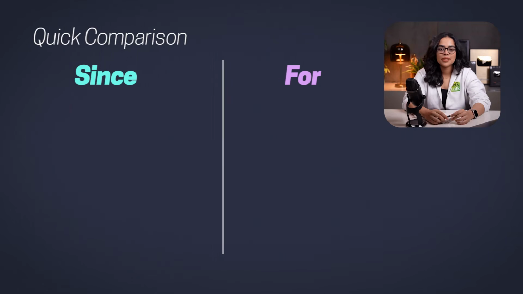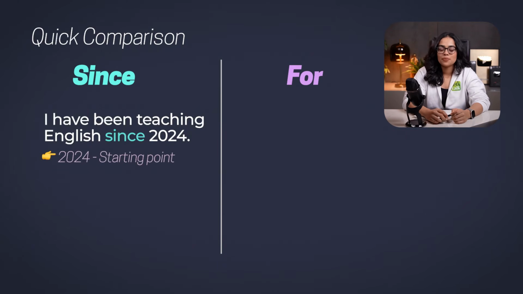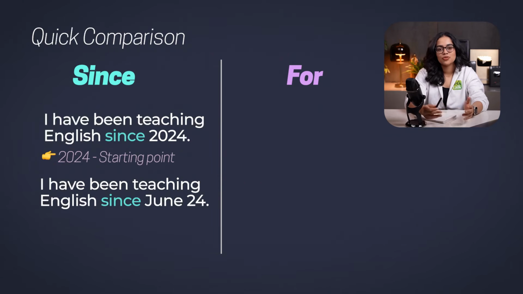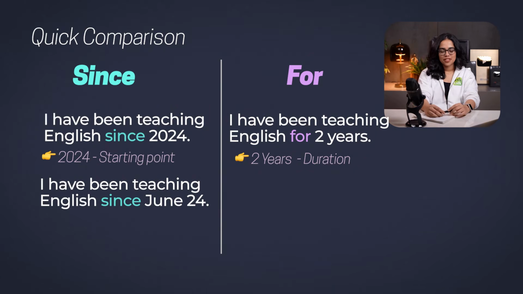Now let's quickly compare them. I have been teaching English since 2024. So 2024 is the starting point when I started teaching English. I can be more specific and say June 2024. I have been teaching English since June 2024. I have been teaching English for 2 years. The sentence has the same meaning, but here it shows the duration. These are just 2 ways of expressing time. I hope this comparison made it pretty simple to understand when to use since and for.